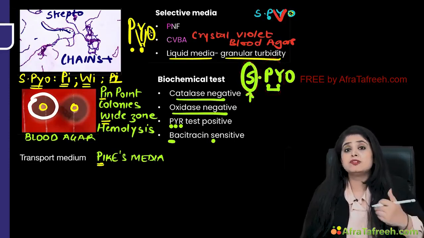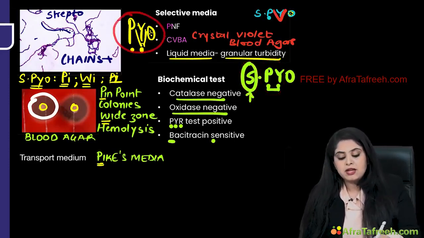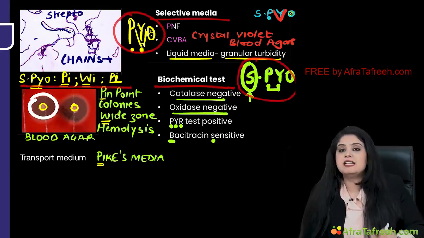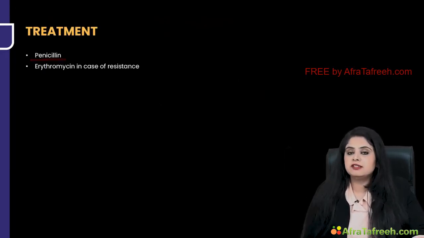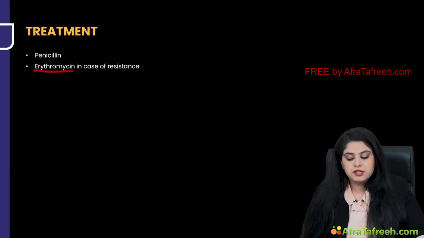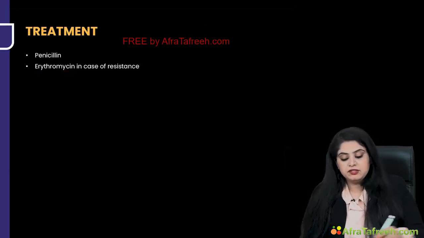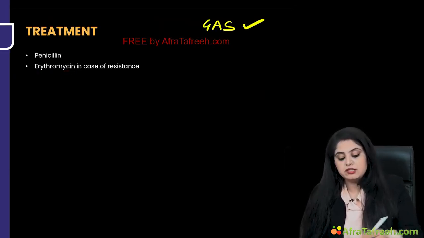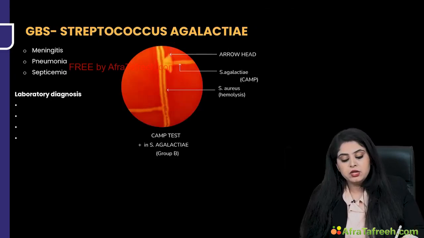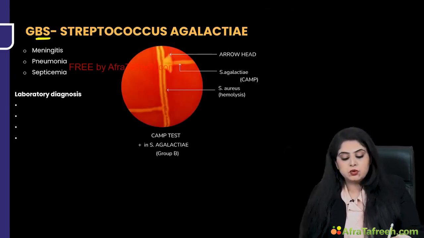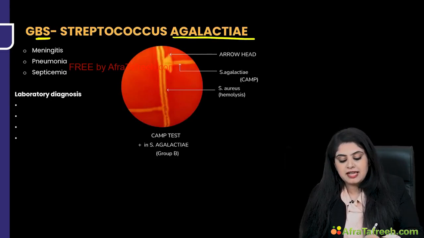Everything about Streptococcus is done from its name. Streptococcus pyogenes tells you selective media. This pyogenes tells you biochemical. Pi, Y tells you all the features and the transport media. What is the treatment? You know it's penicillin. In case of resistance, you go in for erythromycin. So please note this was Streptococcus pyogenes, that is group A beta hemolytic Streptococcus, because now I go on to group B beta hemolytic Streptococcus, that is known as Streptococcus agalactiae.